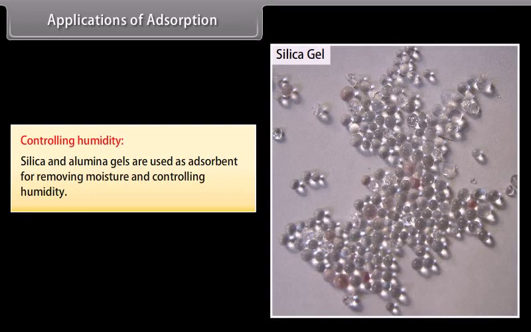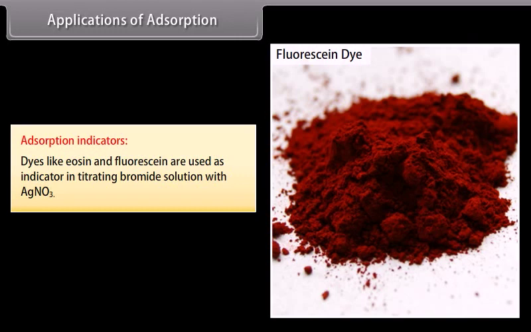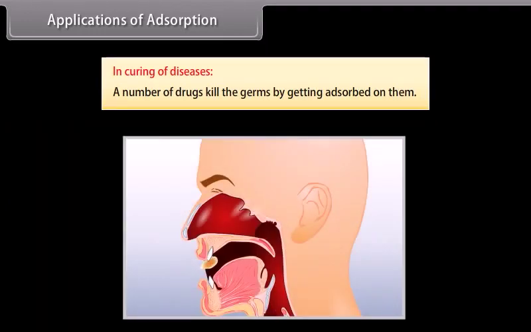Controlling humidity. Silica and alumina gels are used as adsorbents for removing moisture and controlling humidity. Adsorption indicators. Dyes like eosine and fluorescein are used as indicators in titrating bromide solution with AgNO3. The precipitate of silver halide has the property of adsorbing these dyes, thereby producing characteristic deep colors at the end point in the titration. In curing of diseases, a number of drugs kill the germs by getting adsorbed on them.